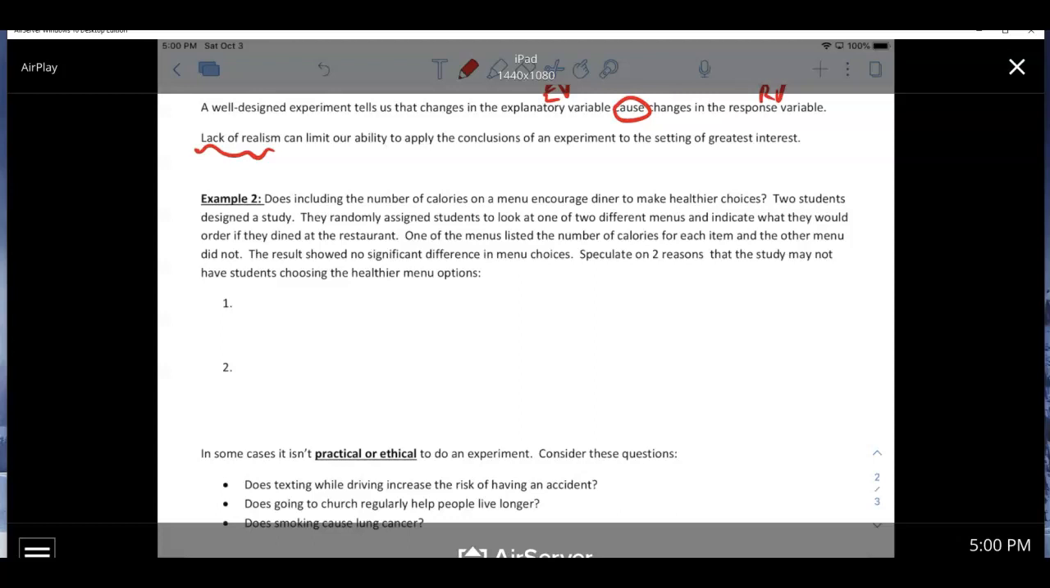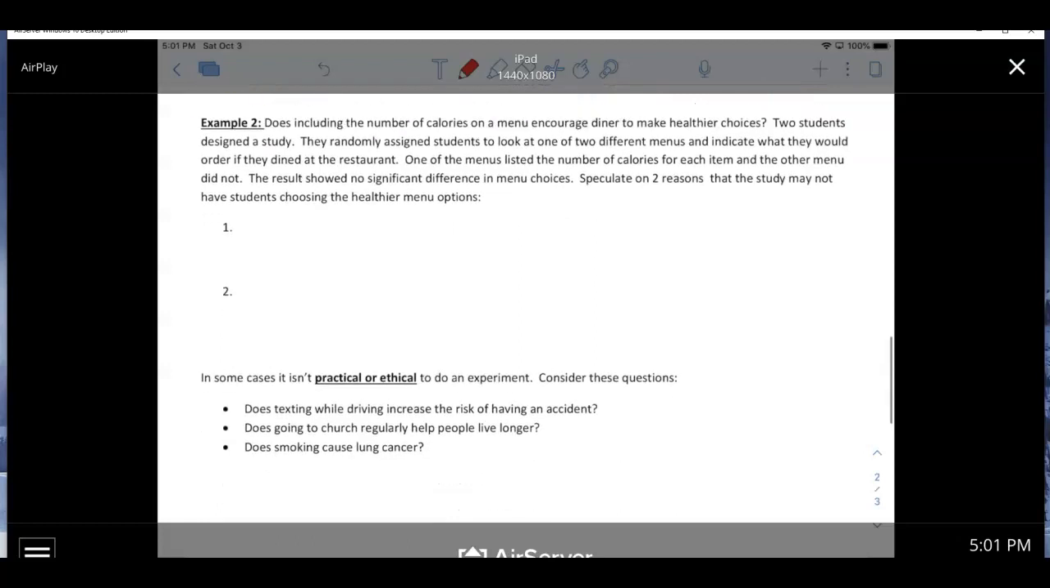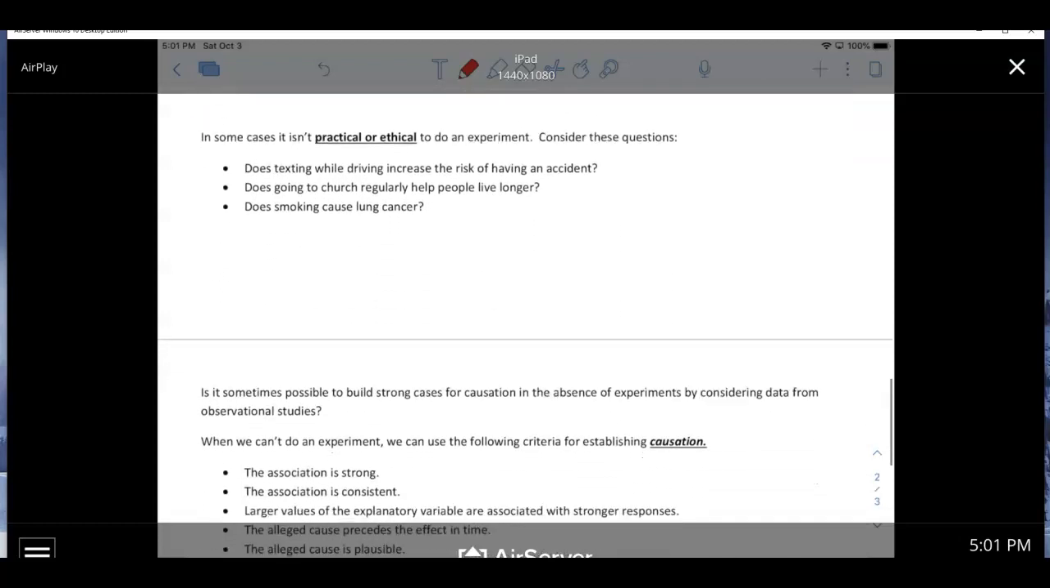So you can think about this one of where is the lack of realism here? If you're looking at 2 different menus for healthier choices, is it really realistic, or do you think they would catch on that maybe we're checking them out for realistic choices or healthier choices, and maybe they'll pick the healthier options anyway? And in some cases, it isn't practical or ethical, right?